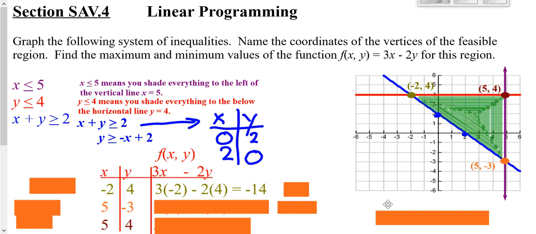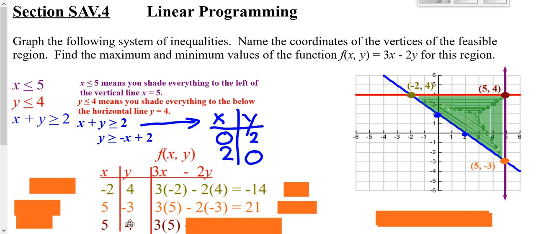And I get -14. Do the same thing for my next point. Take my 5, plug it in for my x. Take my -3, plug it in for my y. Work that out, I get 21. And I want to do that for my third point. Take my 5, plug it in for my x. Take my 4, plug it in for my y.